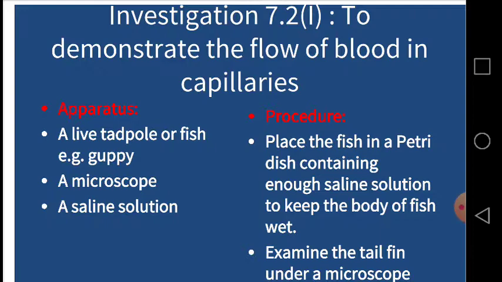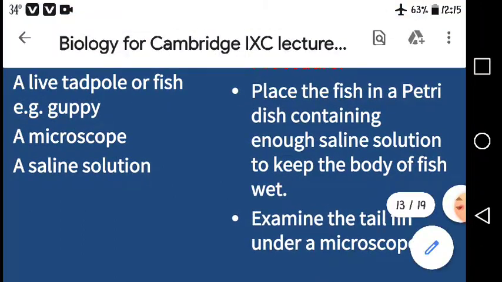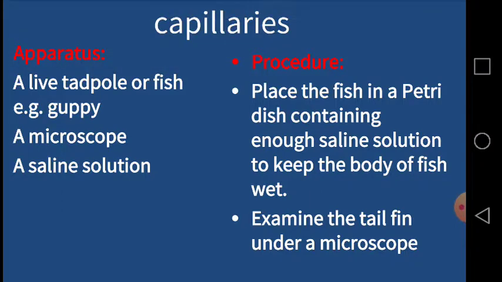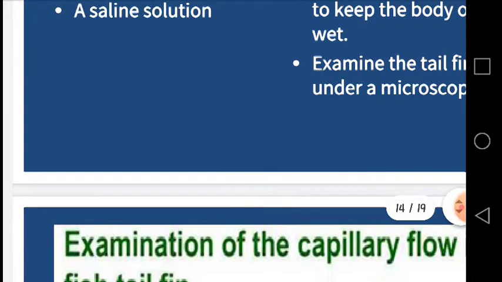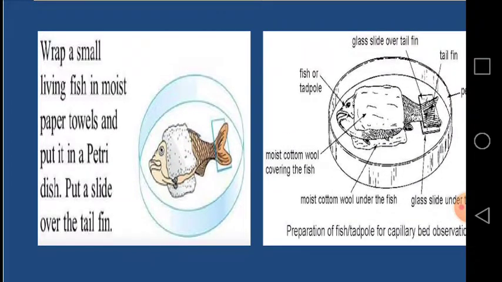The procedure which we will follow: first of all, we have to place the fish in a petri dish containing enough saline solution to keep the body of the fish wet, and examine the tail fin under a microscope. And this diagram will help you to set the specimen.